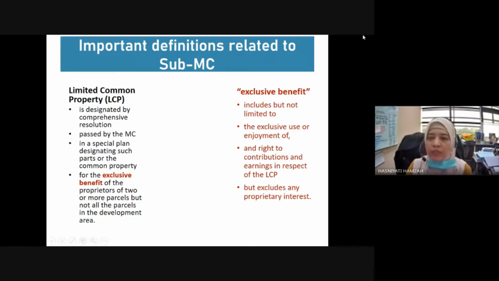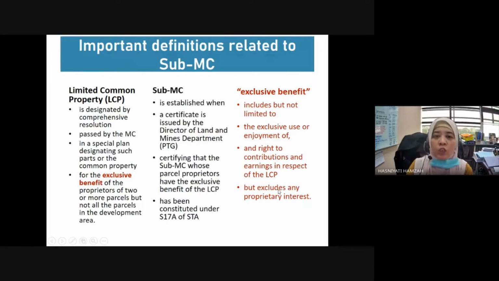So in this particular case, the limited common property only gives exclusive use or enjoyment of the limited common property to the sub-MC, to the owners within that particular user group only. It does not give proprietary interest. Ownership is not given.